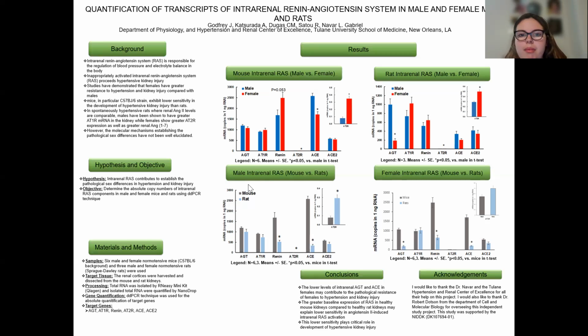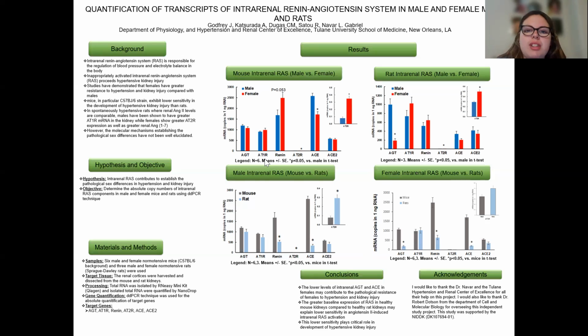When comparing male RAS between mice and rats, we found that renin, AT2R, and ACE had differences, with renin and ACE both being markedly lower in rats, and AT2R being markedly increased in rats. Finally, we have the female intrarenal RAS comparison between mice and rats, and these were similar findings to the males, with lowered levels of AGT, renin, and ACE.